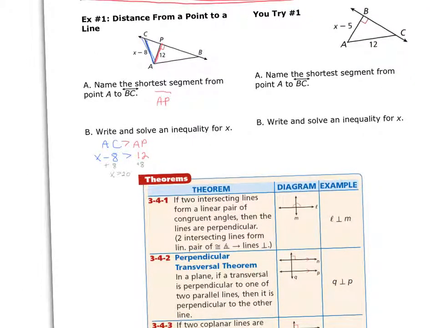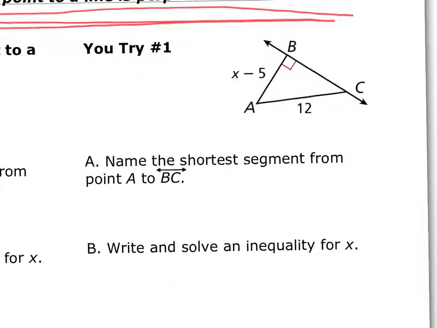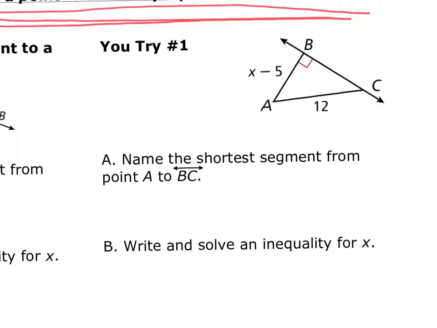Let's try another one real quick. It says, once again, name the shortest segment from point A to BC. Remember, it's the one that's perpendicular, so the one that would be the shortest would be our segment AB. So segment AB would be our shortest one.